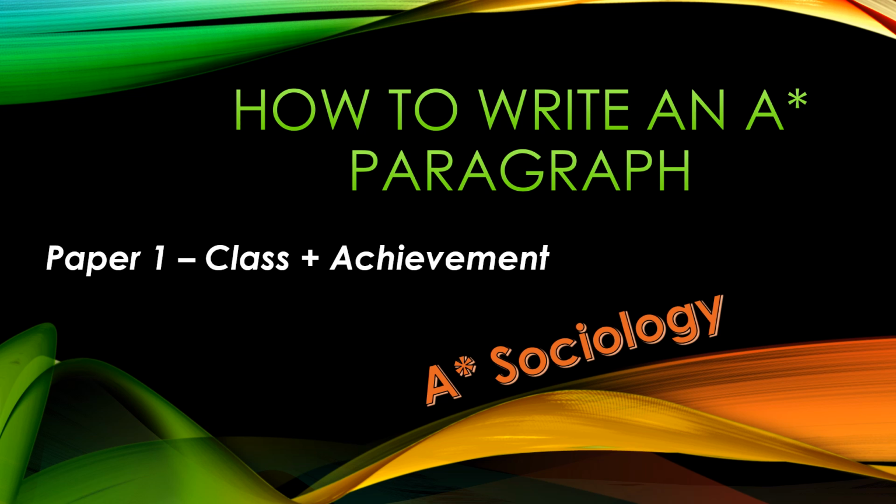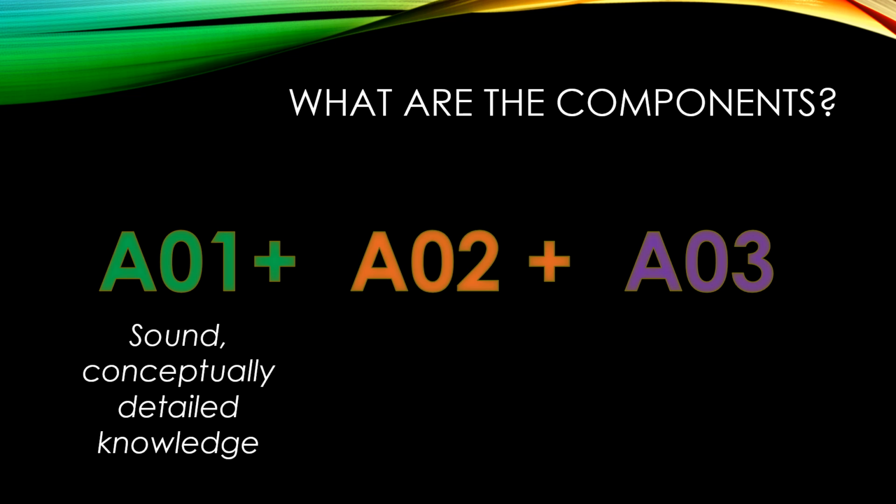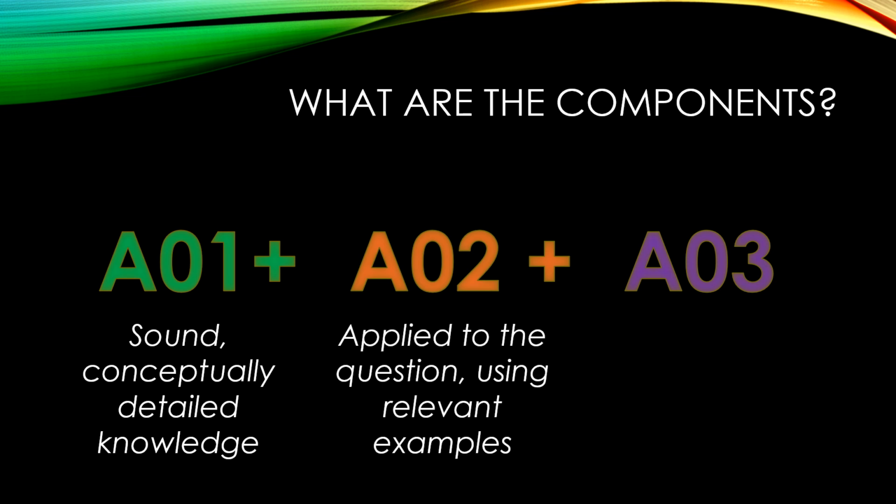We're going to look at how to write an A-star paragraph using an example from paper 1 education. So what are the components of a fantastic paragraph? Firstly, you need AO1 and you want to show really good knowledge of what you are being asked for. This is where you give relevant keywords, theories, and possibly even studies to show how good your AO1 is. Secondly, you will then need to show why it is relevant, and that's where you are going to link it back to the question.